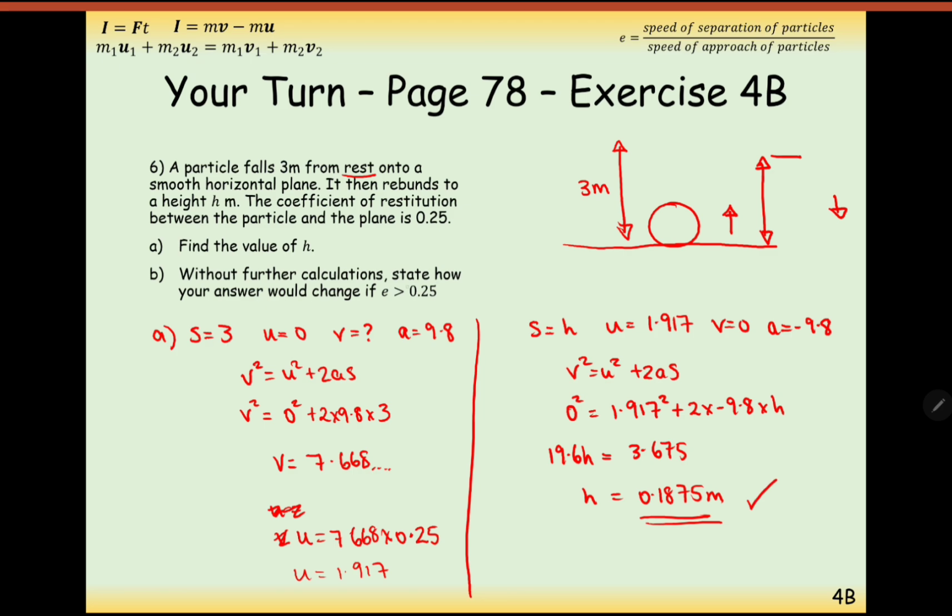Part B says, without further calculation, state how your answer would change if E was bigger than 0.25. Well, if E was bigger than 0.25, the speed after the bounce would be greater and it would reach a greater height. So part B, the particle would reach a greater height.